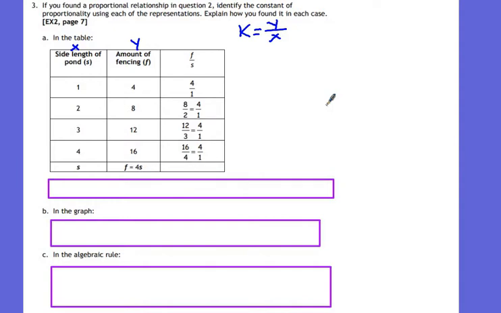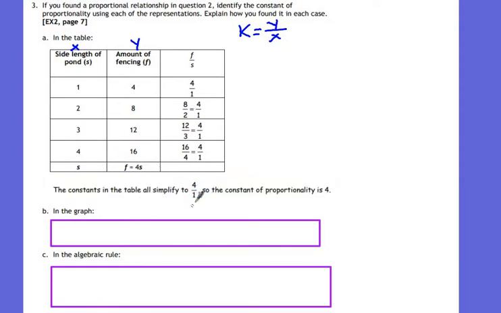So it says to identify the constant of proportionality. So what is my constant? My k. Well, we found k. 4 over 1 reduces to just 4, so my constant of proportionality is 4 over 1, or we can just call it 4. And we found this because they all simplified to 4 over 1.